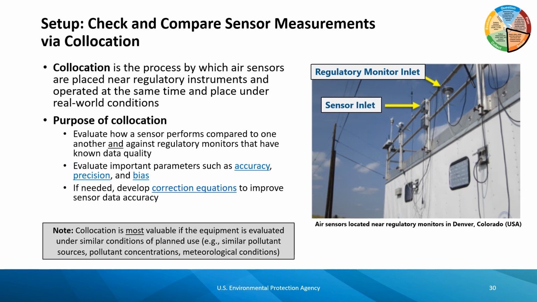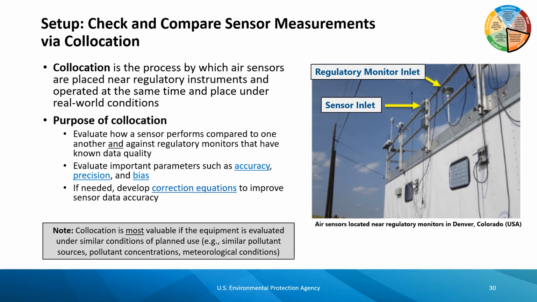Now, let's talk more about co-location. Co-location is the process by which sensors are placed near regulatory instruments and operated at the same time and place under real-world conditions. This allows for comparison of the sensor data to the reference or regulatory data so that you can evaluate how a sensor performs. Co-location helps to quantify important parameters such as accuracy, precision, and bias, which are terms we will define more in detail later. Finally, if needed, the data gathered can help you develop correction equations to improve the sensor data accuracy.